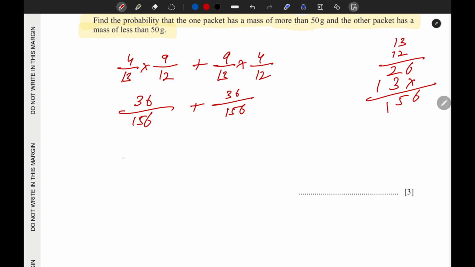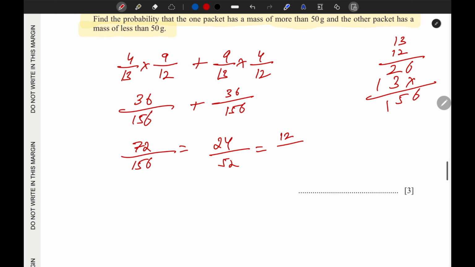Okay, so this is now very easy. 156, and 36 plus 36 is 72. I think 72 divides by 3, this is 24, and 156 also divides by 3, this is 52. And so this is 12, and 52 divided by 2 is 26. It again goes by 2, so 6 by 13. The simplest form is 6 by 13, that's the probability.